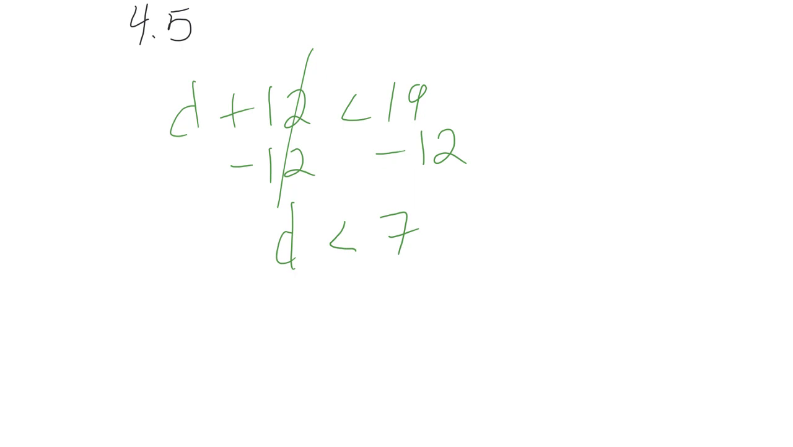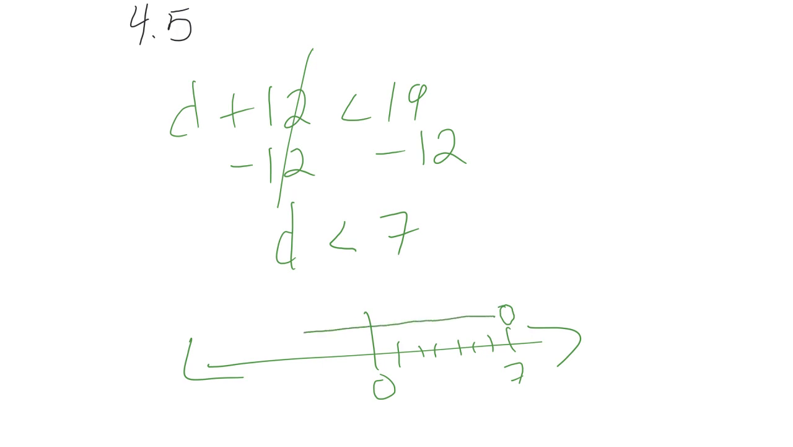Now we've got to graph it. I'll put my 0 on here. 1, 2, 3, 4, 5, 6, 7. And it's an open circle because there is no equal to. And it says d is the numbers less than 7. There you go. Solving and graphing.